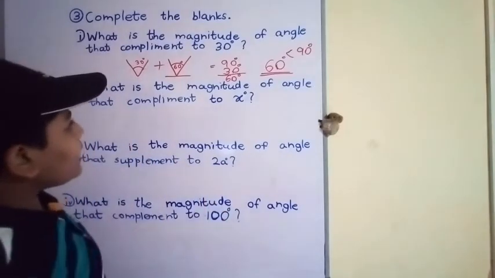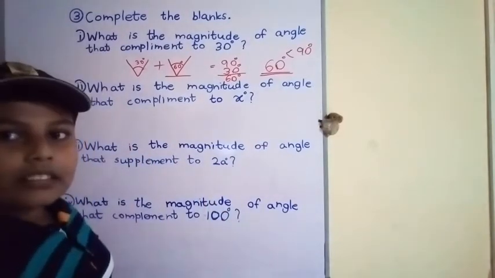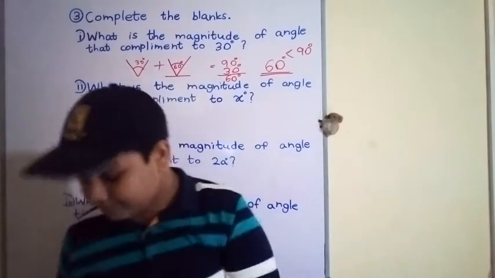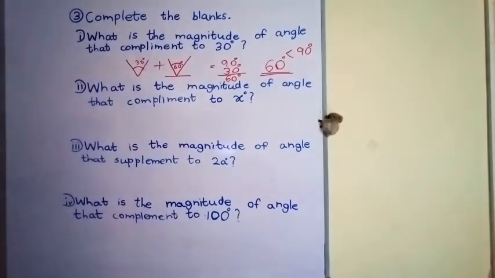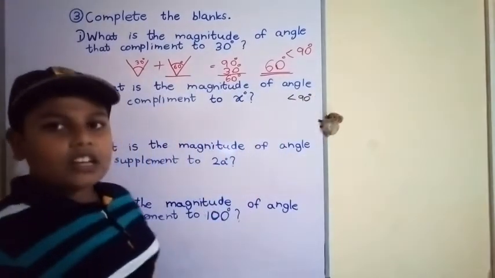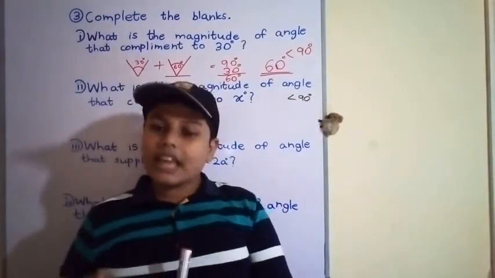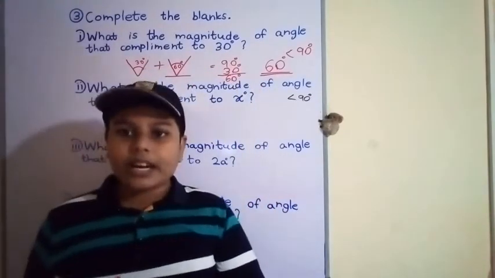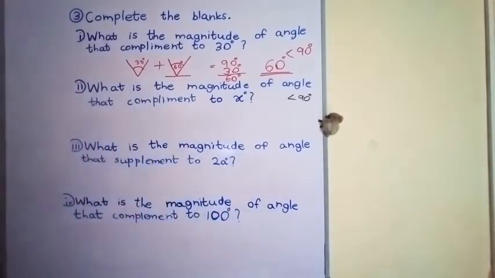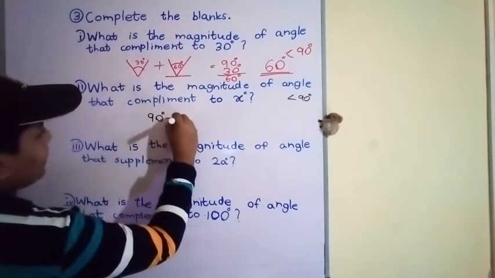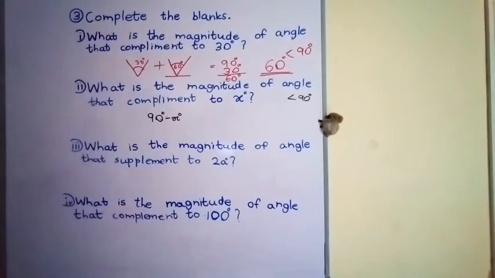Second one: what is the magnitude of the angle that is the complement to x degrees? How can I find x from the magnitude? Complement means 90 degrees, but x has no magnitude like the 30 degrees. So how can I find it? You can write the answer as 90 subtract x.